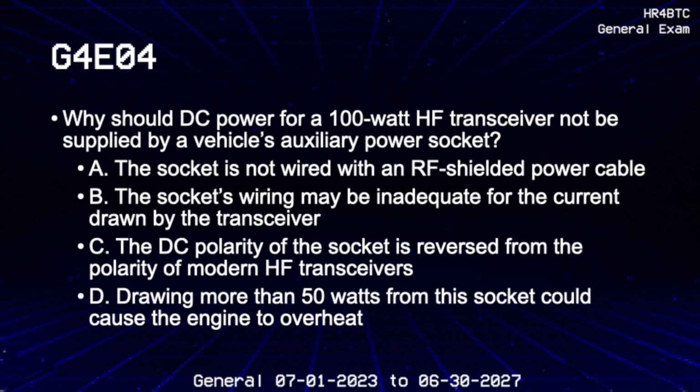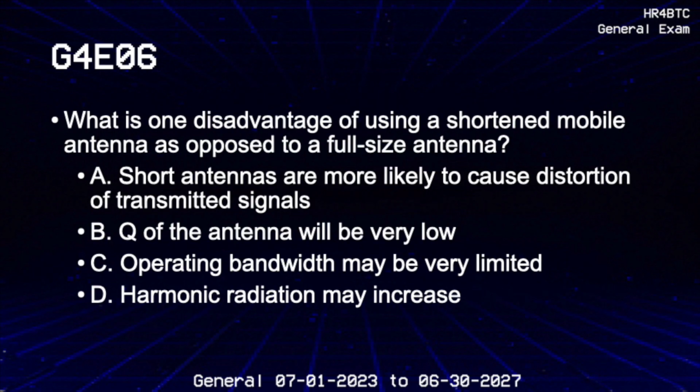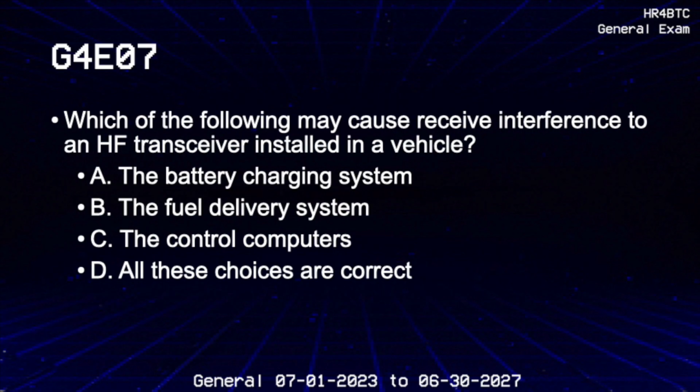Why should DC power for a 100-watt HF transceiver not be supplied by a vehicle's auxiliary power socket? The socket's wiring may be inadequate for the current drawn by the transceiver. Which of the following most limits an HF mobile installation? Efficiency of the electrically short antenna. What is one disadvantage of using a shortened mobile antenna as opposed to a full-size antenna? Operating bandwidth may be very limited. Which of the following may cause receive interference to an HF transceiver installed in a vehicle? All these choices are correct.